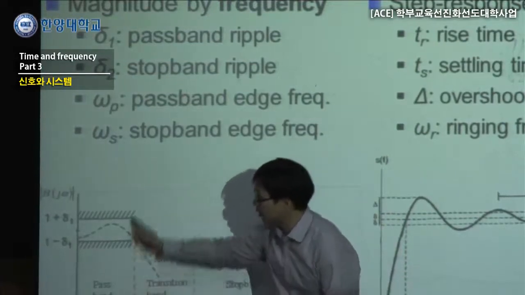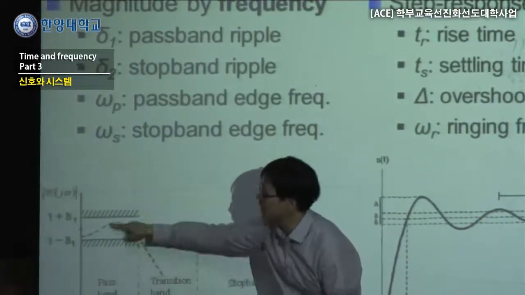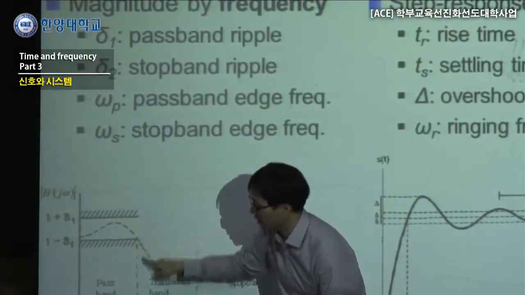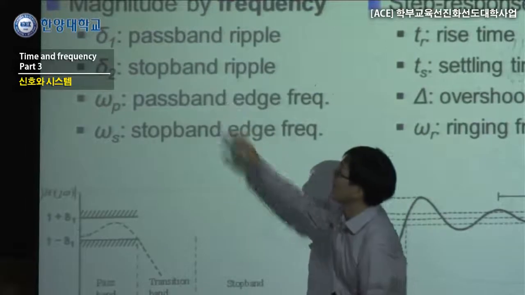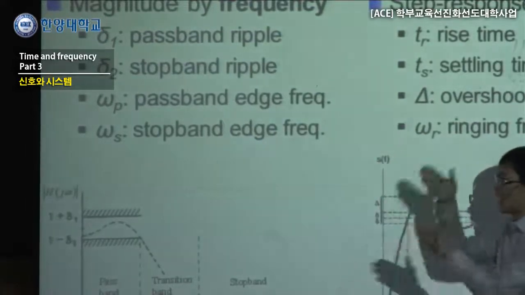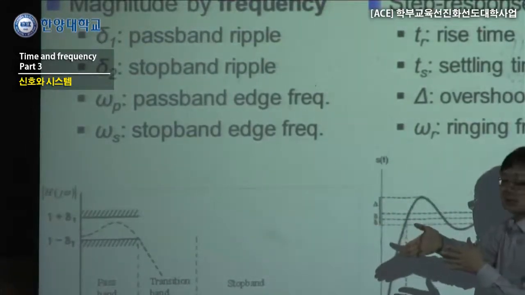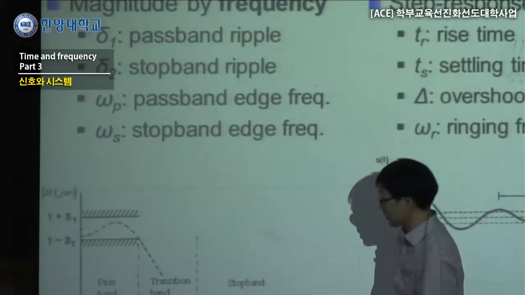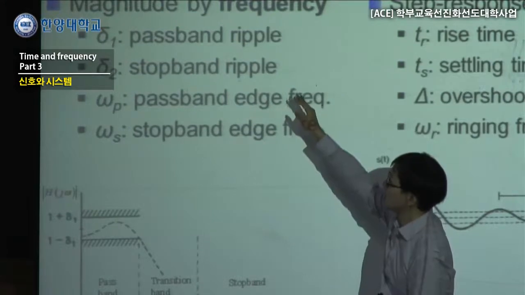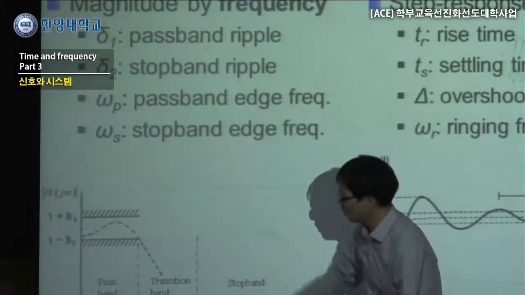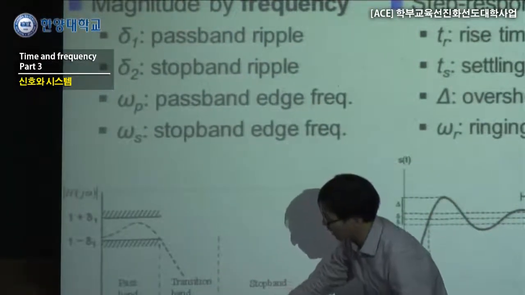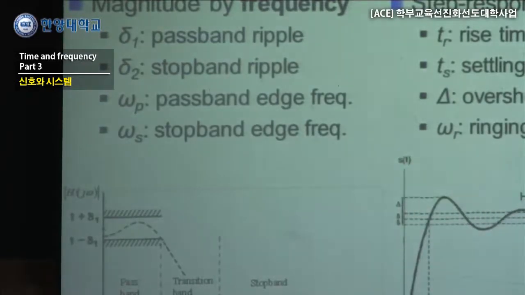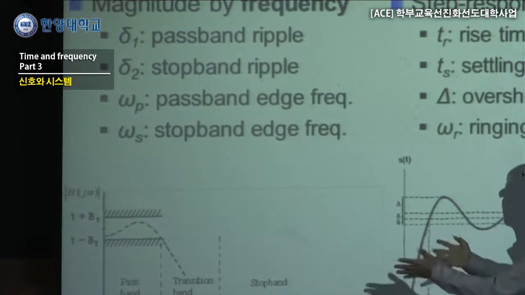The frequency at which they become smaller than 1 minus the ripple at the pass band is defined as the pass band edge frequency. Likewise, 0 plus delta 2, which is 0 plus the stop band ripple, when they first touch it, we call that the stop band edge frequency. So we will define them like that.